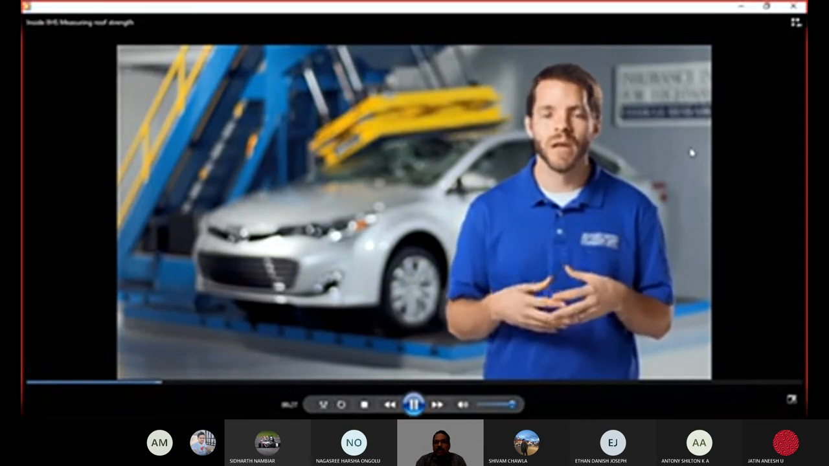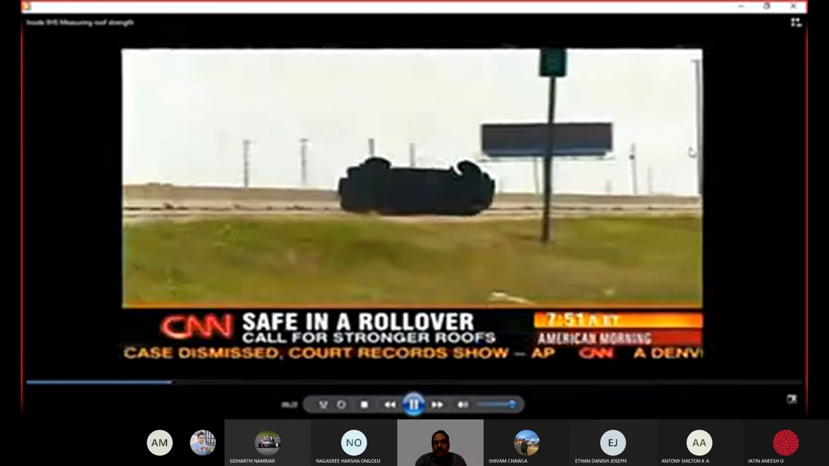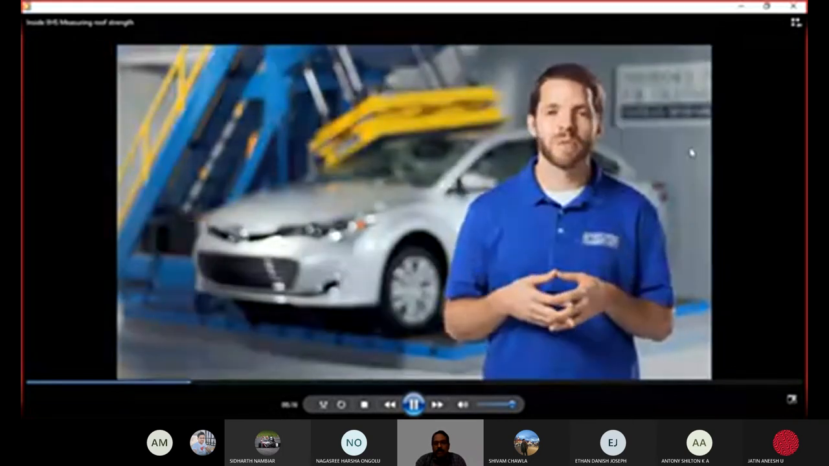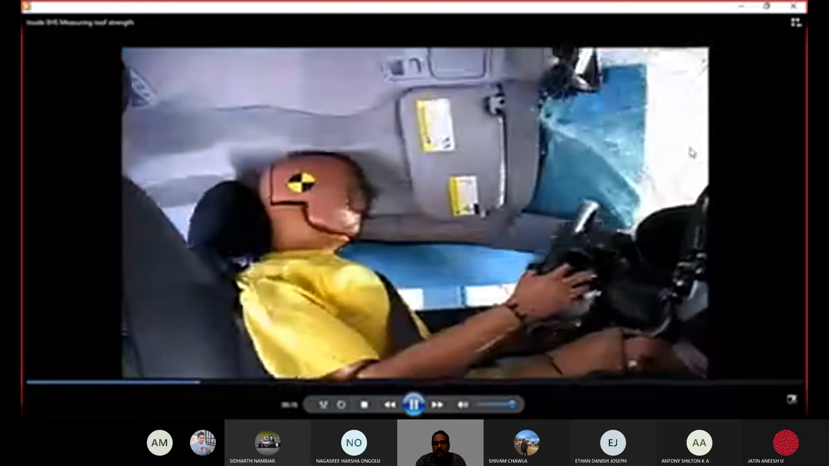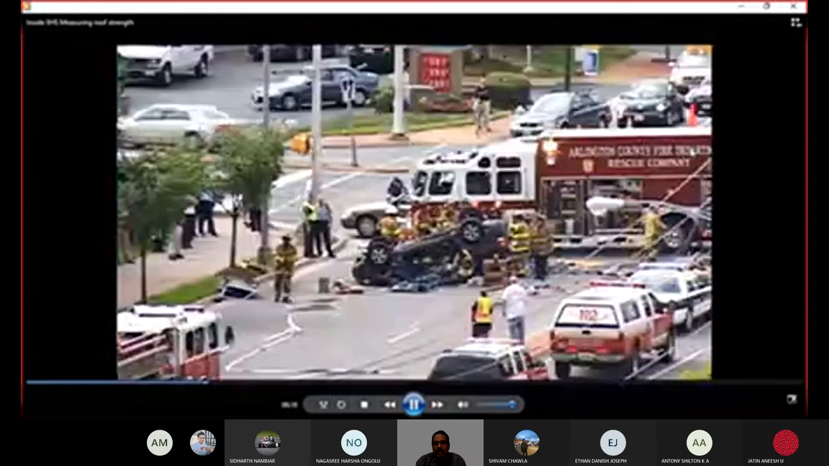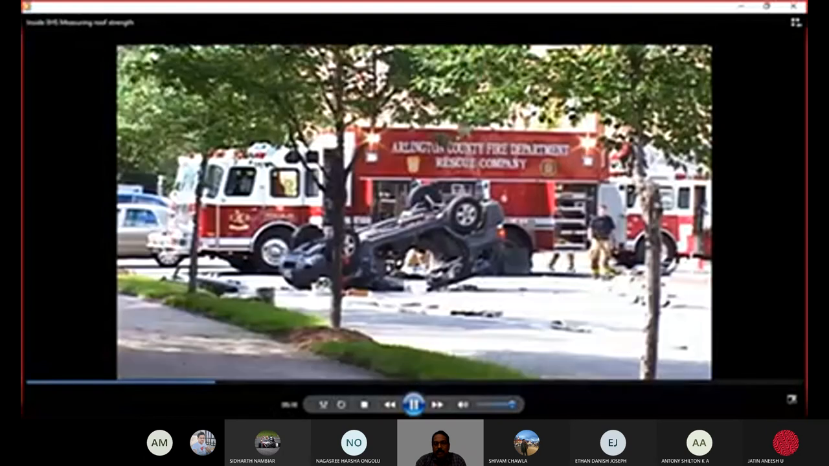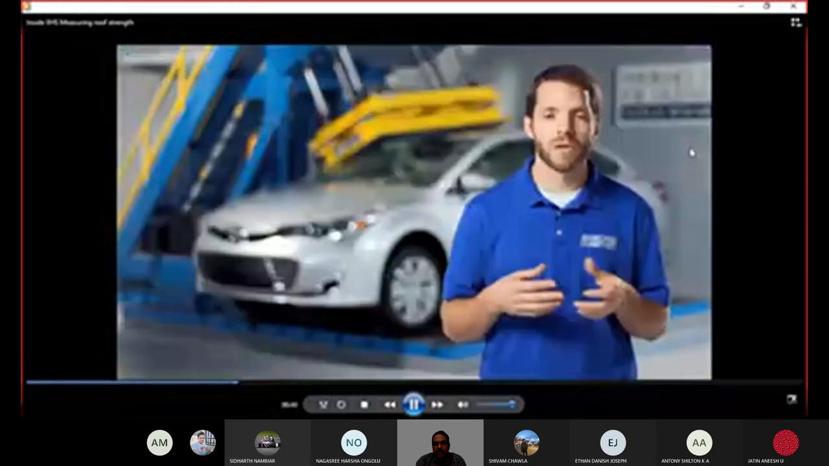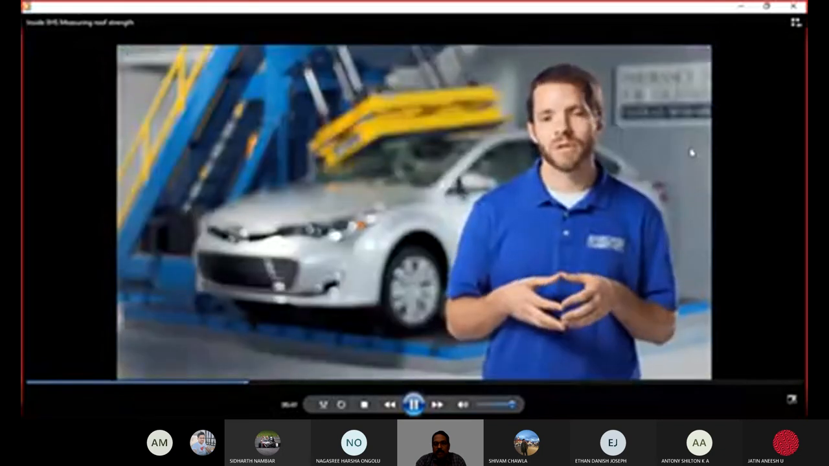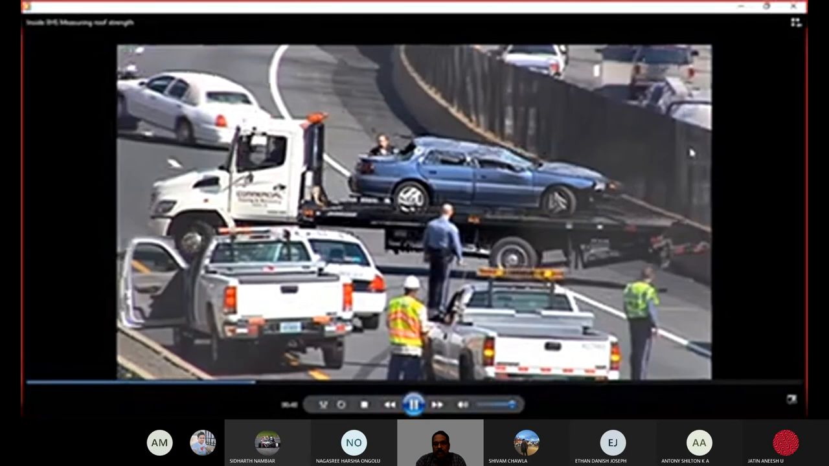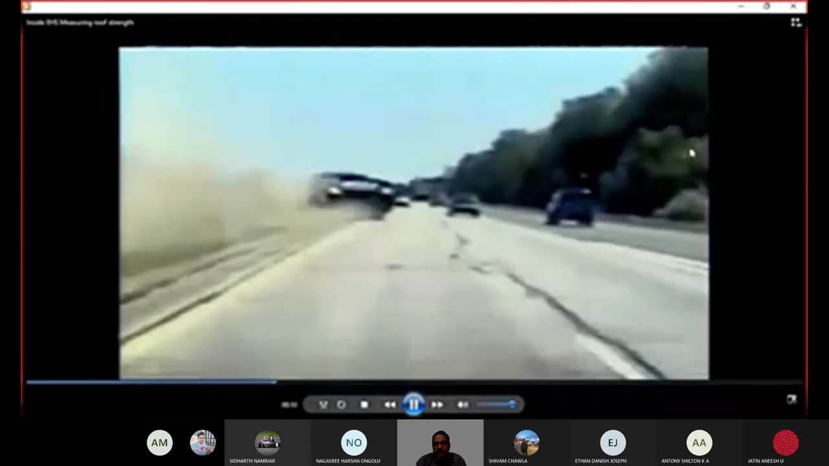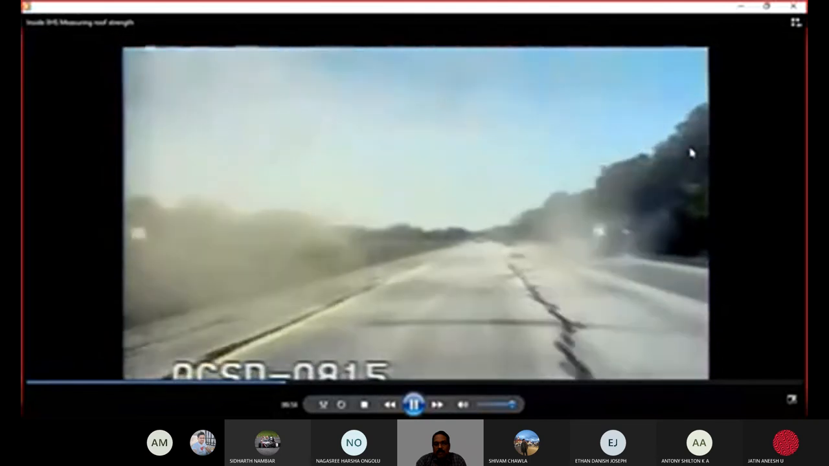specifically at rollovers. There are a few reasons that it's important to have a strong roof in a rollover crash. The main one is just to keep the survival space, the occupant compartment, intact. You want to absorb the forces of the crash and the energy without having to deform the occupant space so that there's room inside for the restraints to do their job. Another reason it's important is a big part of the risk in a rollover is being ejected or thrown from the car as it's rolling.